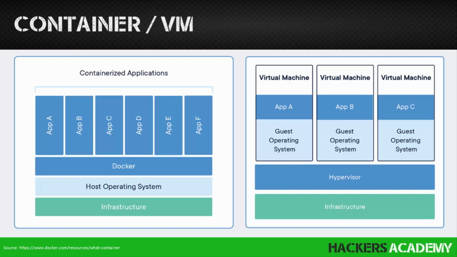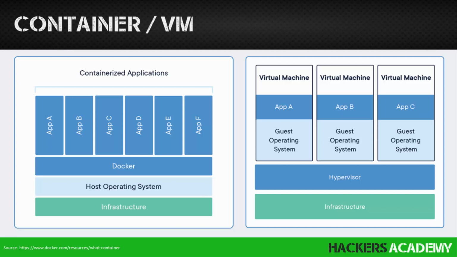So for example, app A could be your Kali container. App B could be your Metasploitable container. And you'll notice that all of these containers will use the same host operating system. In essence, they're using the same Linux kernel of my Ubuntu, the Ubuntu host.